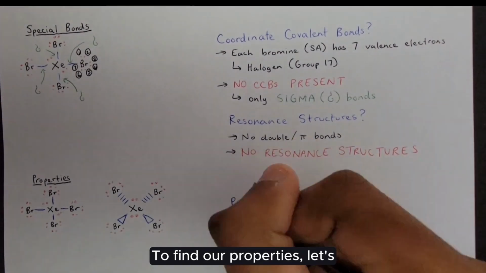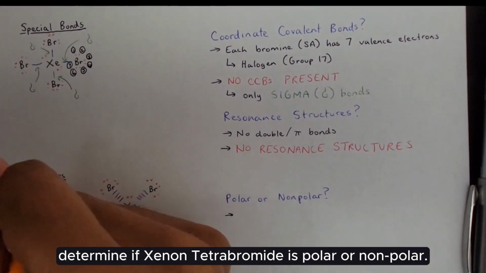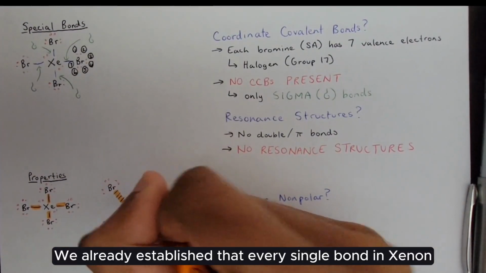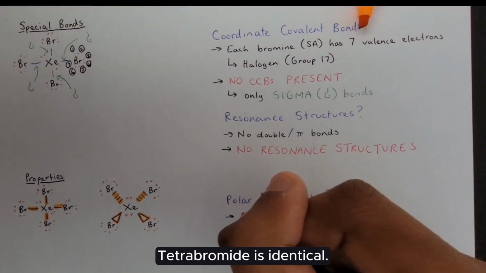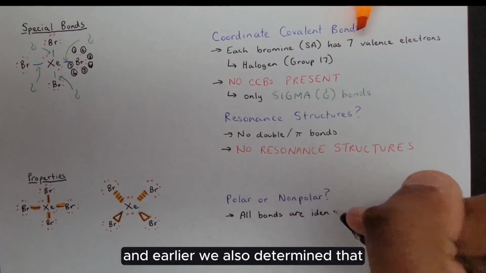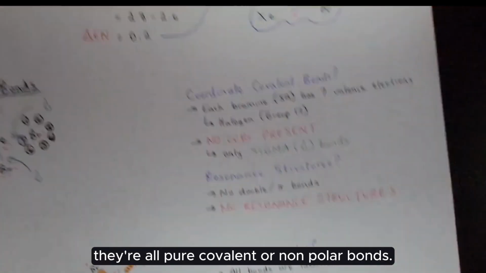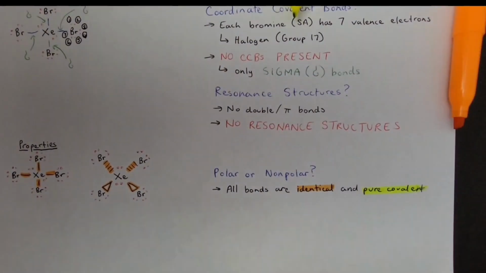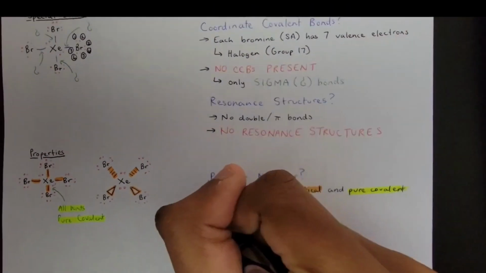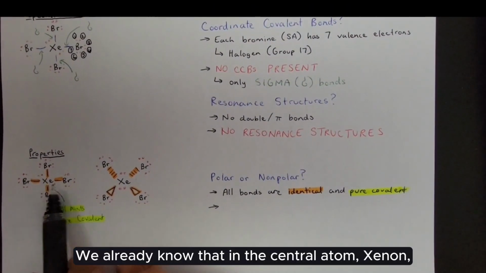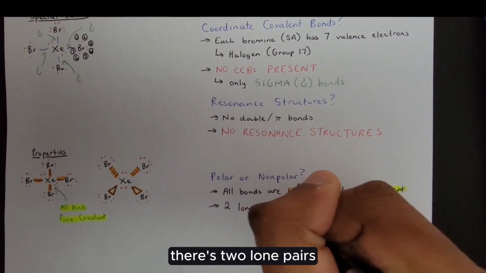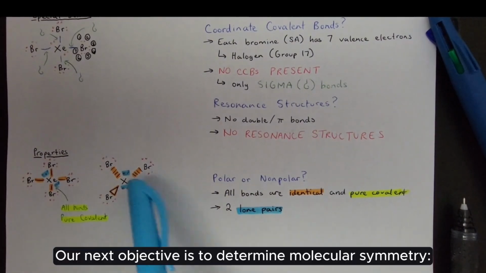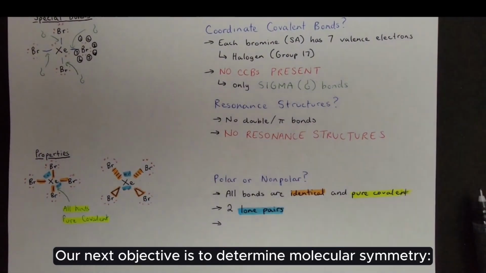To find our properties, let's determine if xenon tetrabromide is polar or nonpolar. We already established that every single bond in xenon tetrabromide is identical, and earlier we also determined that they're all pure covalent or nonpolar bonds. We already know that in the central atom xenon, there's 2 lone pairs, so let's highlight those lone pairs in blue.